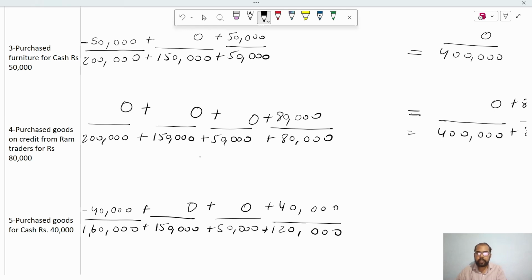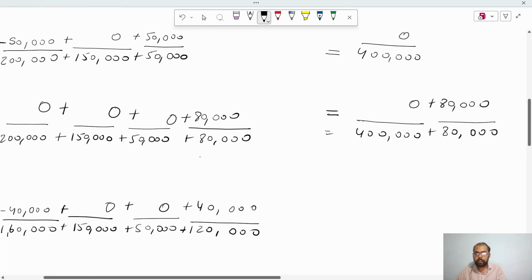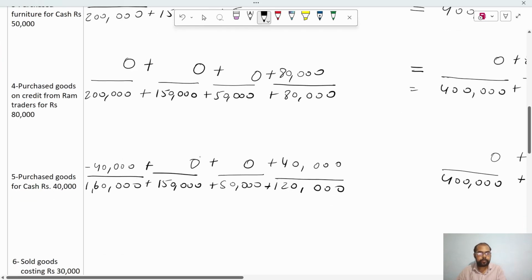Is there any change in capital side? No. No change in capital side. Or you can say zero change. So it will remain zero. Creditors are also not paid, so they are also zero. This is 4 lakh, this is 80,000. All right. Moving towards the next transaction.